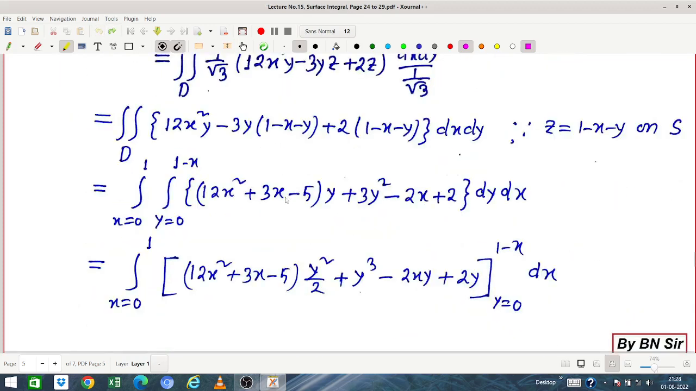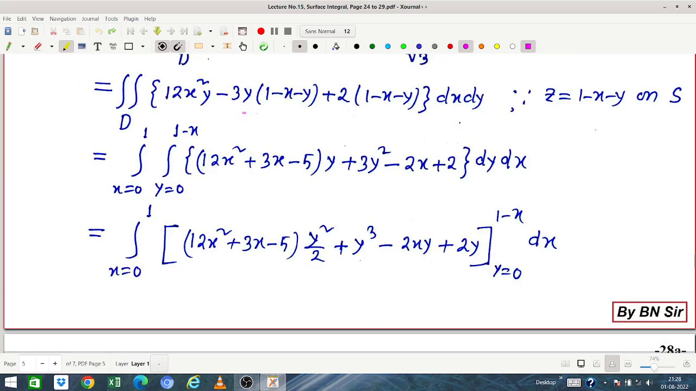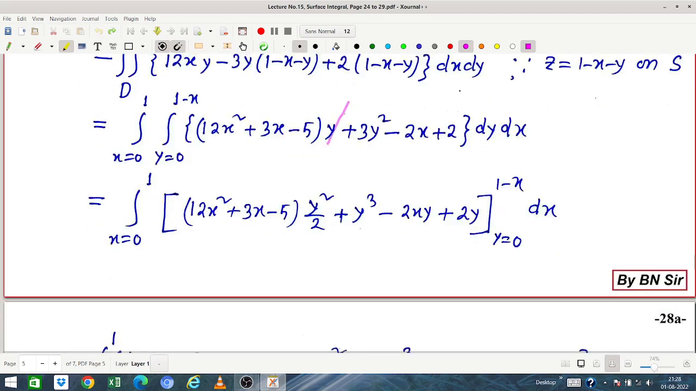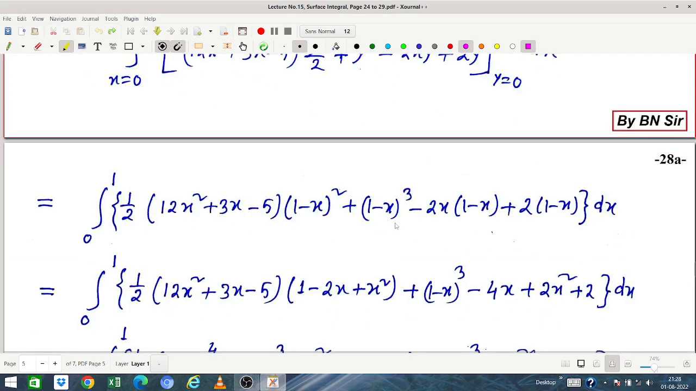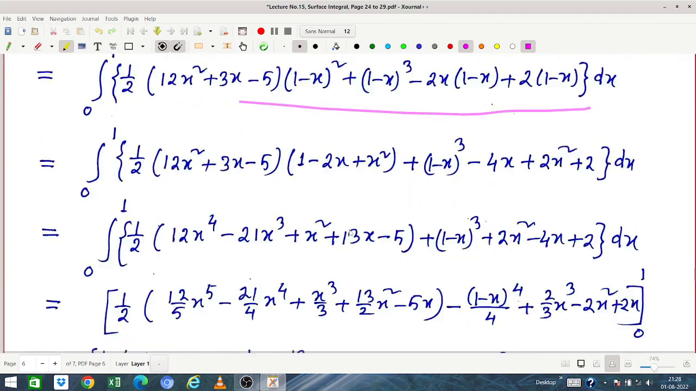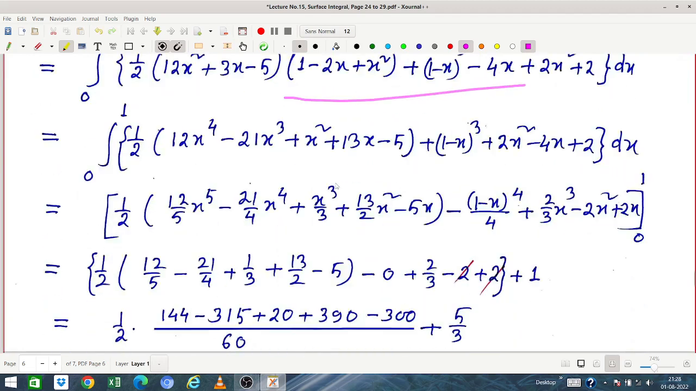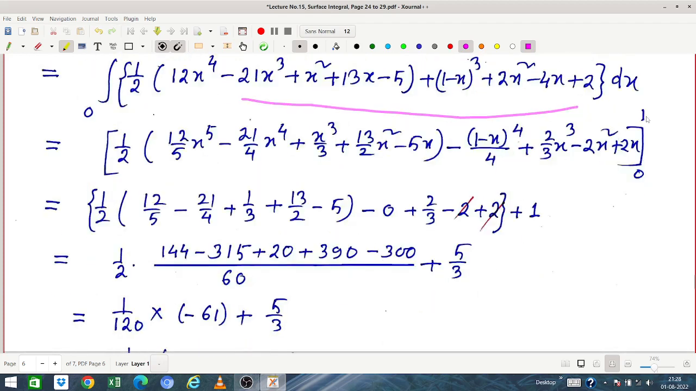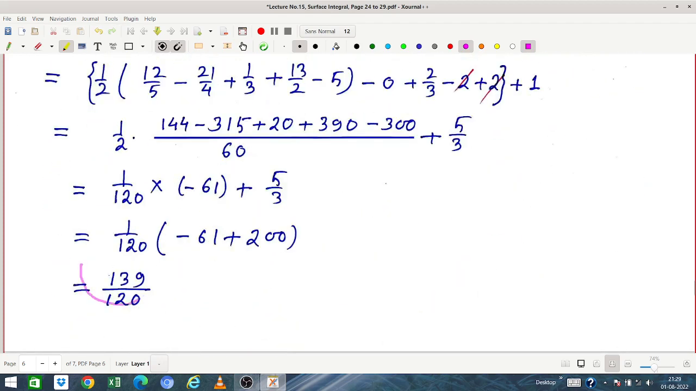First we simplify and integrate with respect to y, partial integration keeping x constant. So y square by 2 comes here, y cube by 3 where the 3 cancels, and this will be 2xy, 2y, with y from 0 to 1 minus x. Substitute the upper limit 1 minus x and lower limit 0, then please simplify yourself, and finally integrate this with respect to x, put upper limit 1 and lower limit 0 and simplify, and you will get 139 by 120. These are only calculations you have to do yourself.